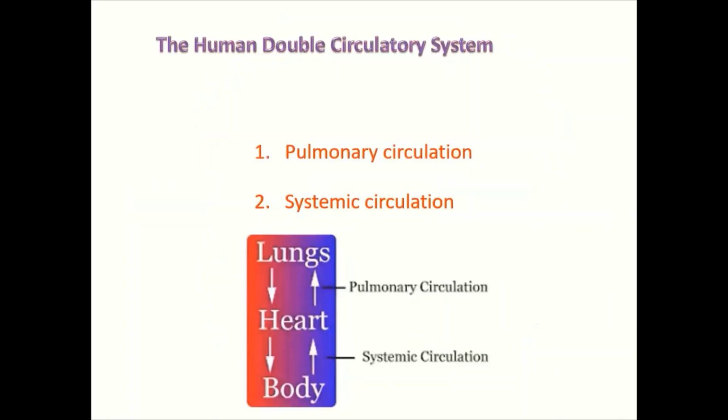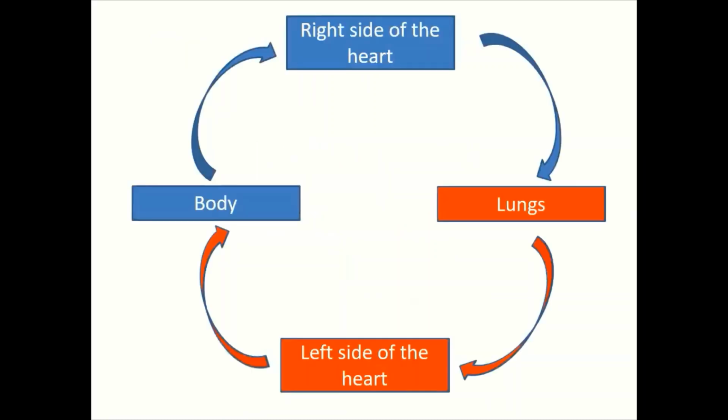So we have two types of circulation: pulmonary circulation and systemic circulation. When you say pulmonary circulation, it means the circulation of the blood to and from the lungs. And when you say systemic circulation, it means the circulation of blood to and from the body. So here, from the body to the heart, from the heart to the body, this is called systemic circulation.